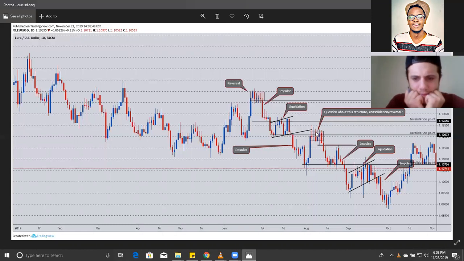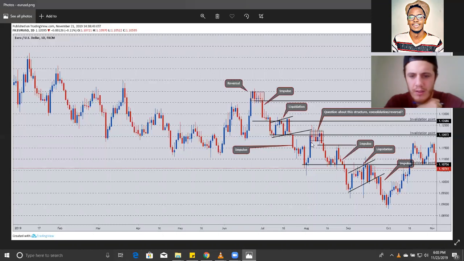You had a question here: is it a consolidation or reversal? This depends on the weekly time frame at this level.